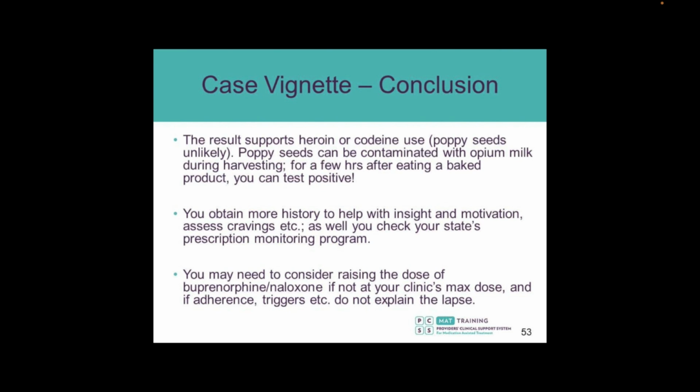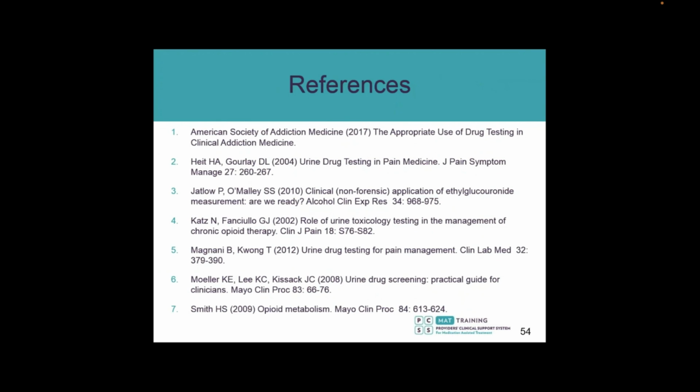Now, if your patient says that he has relapsed, he's had craving, you probably would consider raising the dose of buprenorphine naloxone at that time if you're not already at your clinic's maximum dose. And even if you are, you want to make sure that your patient has been adherent to it, hasn't exposed himself to unnecessary triggers, people, places, and things, and unnecessary stress. And these are the references that I've included at the bottom of the slides, as well as some good ones, especially like number 3, very nice review articles.